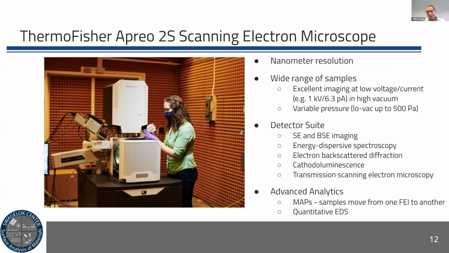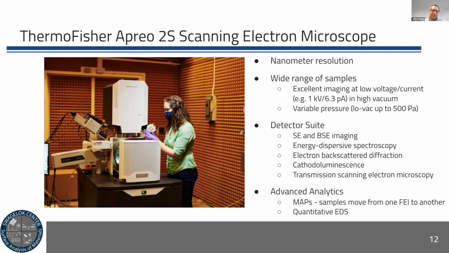It's decked out with pretty much every possible detector and analytical tool. So in addition to basic secondary electron and backscattered electron imaging, we can do EDS, electron backscatter diffraction, or EBSD, a cathodoluminescence detector, and we can do TSEM, or transmission scanning electron microscopy. And I'll talk about all of those techniques in case any of them are unfamiliar or interesting to you.